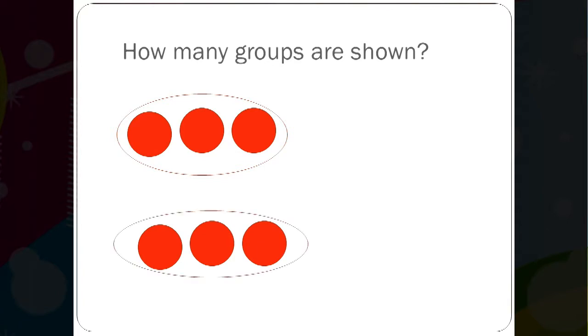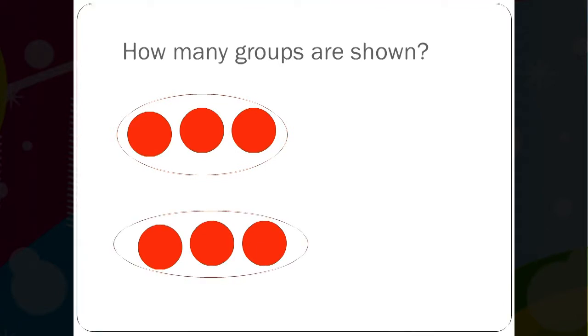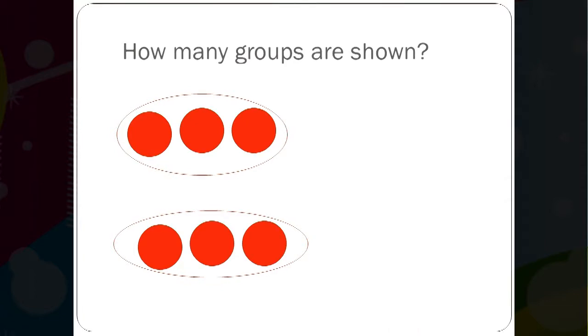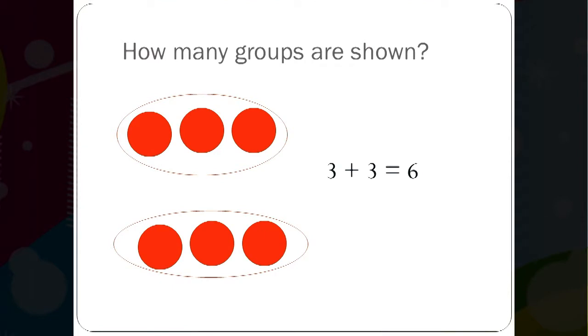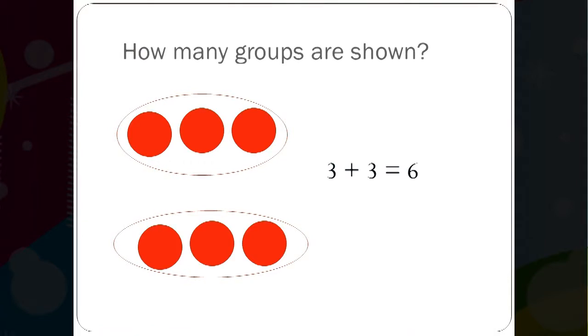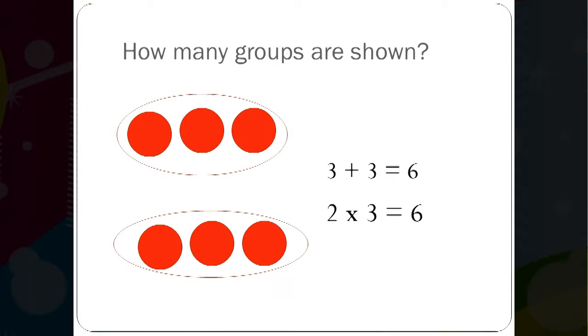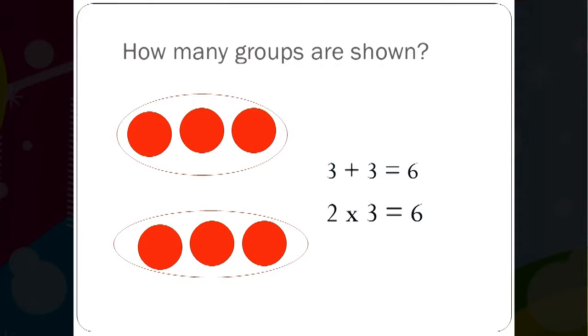1 group, another group there. We now have 2 groups. Can we write an addition fact for this? 3 plus 3 will give us 6. What about writing this using multiplication? How many groups are there? 2 multiplied by 3, that will give us 6 also. So 3 plus 3 is equal to 6, and 2 multiplied by 3 is also equal to 6.